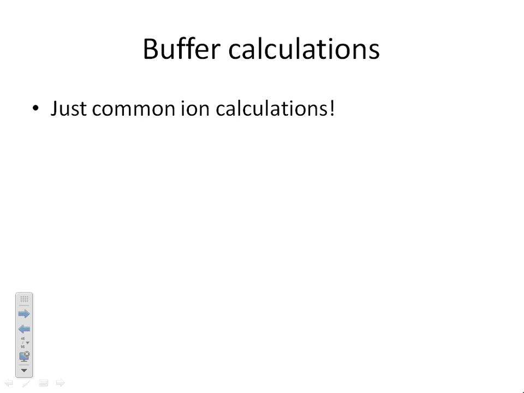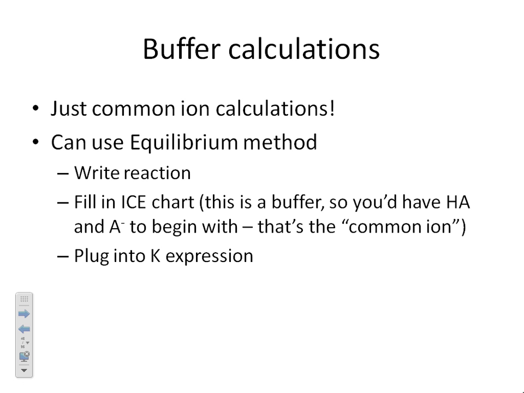It's exactly the same, the equilibrium method. You write a reaction, HA goes to H plus A minus. You fill in an ICE chart. You know an initial concentration of HA. You know an initial concentration of A minus. Fill in that ICE chart, minus x, plus x, plus x. Make your assumptions, go to your equilibrium expression, and plug in. As long as you've got that HA and that A minus together, you know you have a buffer. That's how you make a solution that can resist changes in pH.